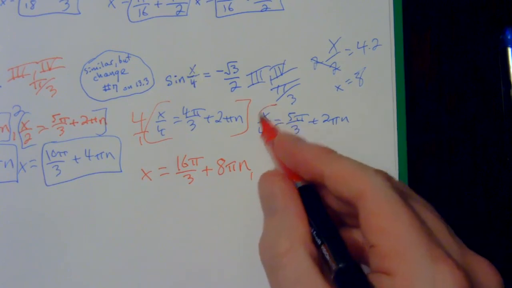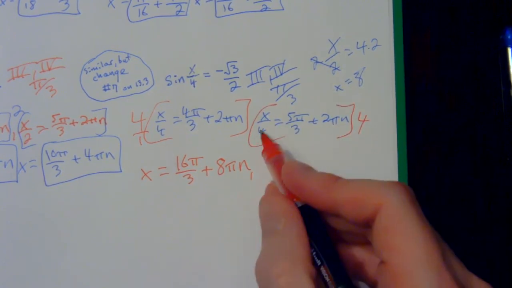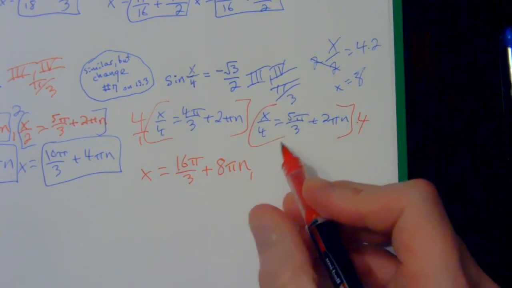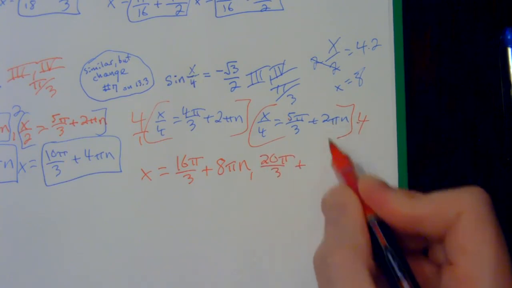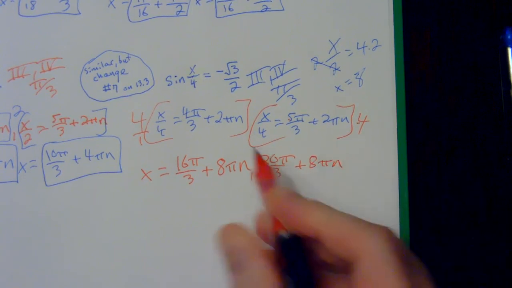And then this one here, I'm going to multiply everything by 4. Those will cancel out. 4 times the 5, that'll give me 20 pi over 3. And then 4 times the 2 will be the 8 pi n right there.